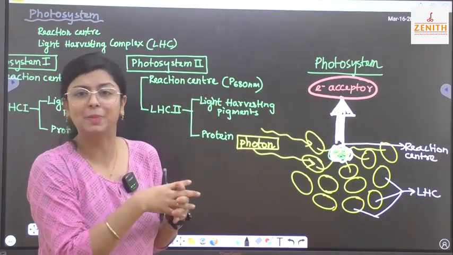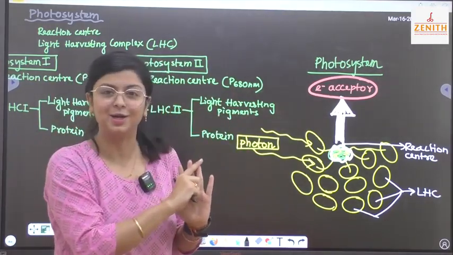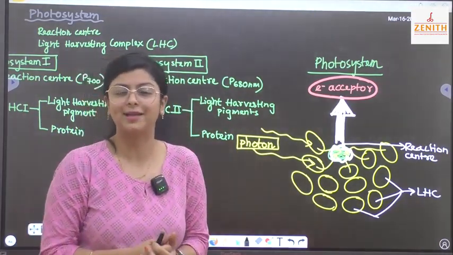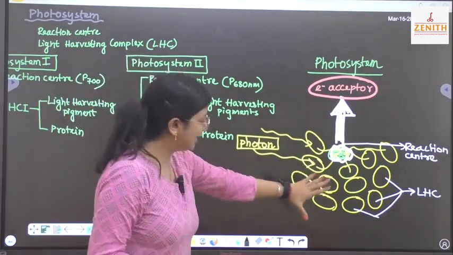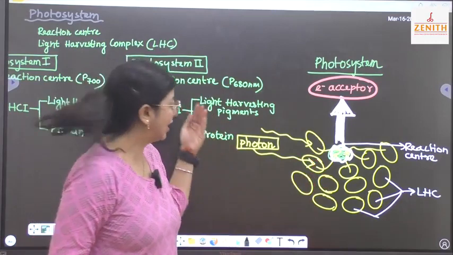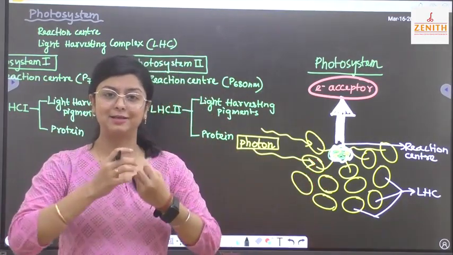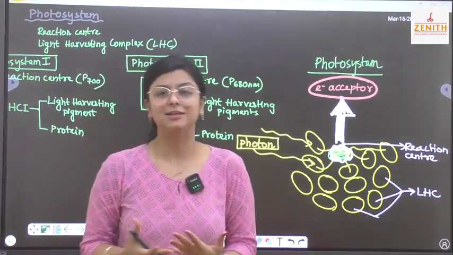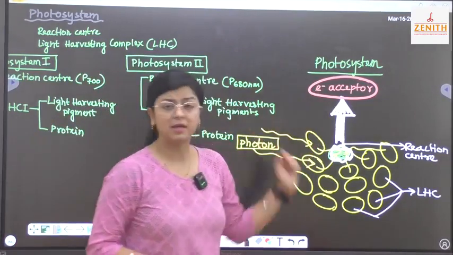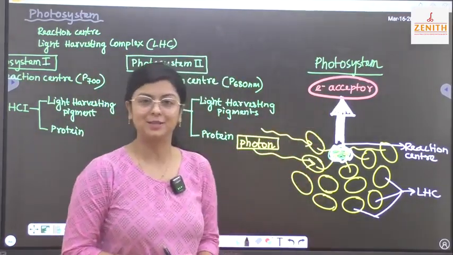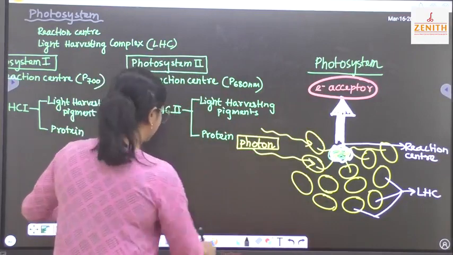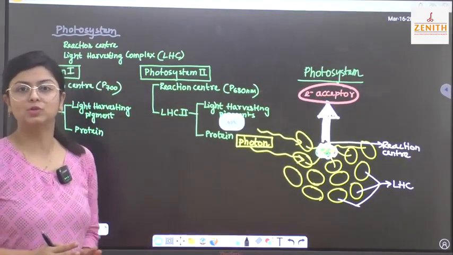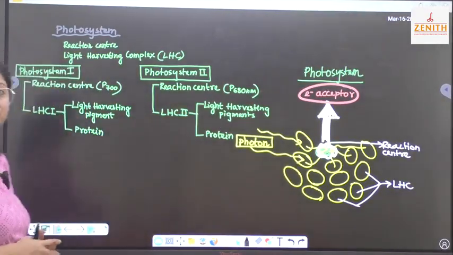They are also known as shield pigments because they are protecting the reaction center from excessive sunlight, so that the chlorophyll will not get bleached. So this LHC or antenna molecules, or you can say the shield pigments, are basically taking different wavelengths of light. They are sending this to the reaction center, so that the reaction center is getting excited and releasing the electron, which is accepted by the electron acceptor. So this is about the photosystem. Before knowing the Z scheme, we should know what a photosystem is, we should clear the concept of the photosystem.